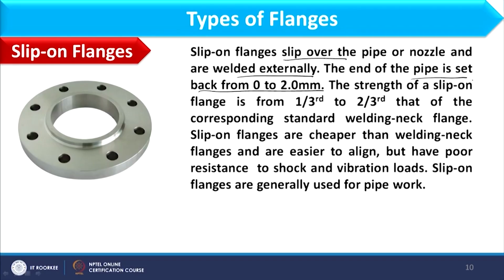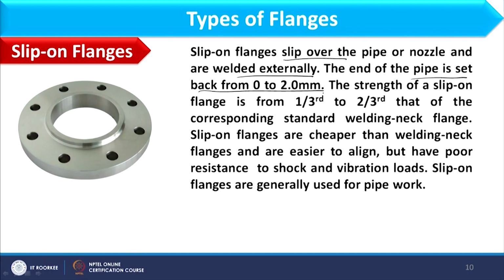How will it be welded? It is welded external to the pipe. It cannot be welded at the mouth of the pipe, but external to the pipe. So, in that case again we do not have irregularity due to weld joint. The end of pipe is set back from 0 to 2 mm.